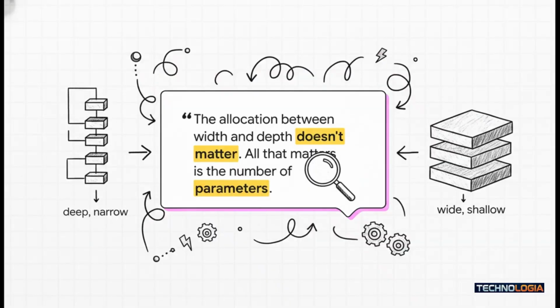A huge study in 2020 on large language models came out with this really surprising result. They found that within a pretty wide range, the specific choice between width and depth didn't really seem to matter all that much. What actually mattered was the total number of parameters and the total amount of compute you threw at the problem. You could have a deep, skinny model or a wide, shallow one, and as long as the parameter count was the same, they performed about the same.